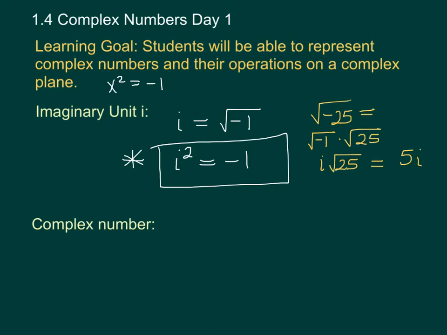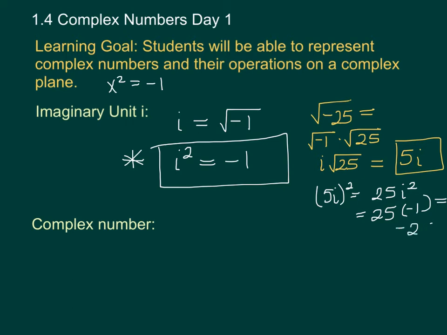And if you had to check your solution, if you square 5i, you would square the 5, which is 25, and then you would square the i, which is i squared, but we already said i squared equals -1, so this equals -25.